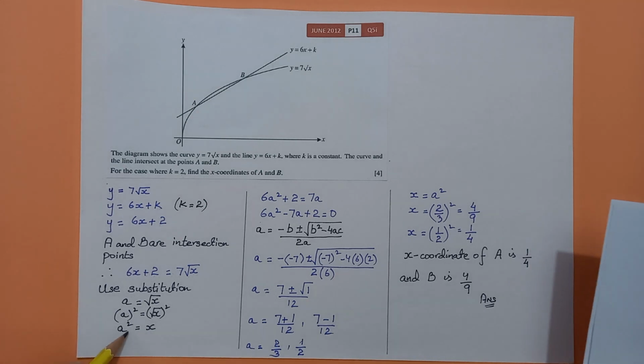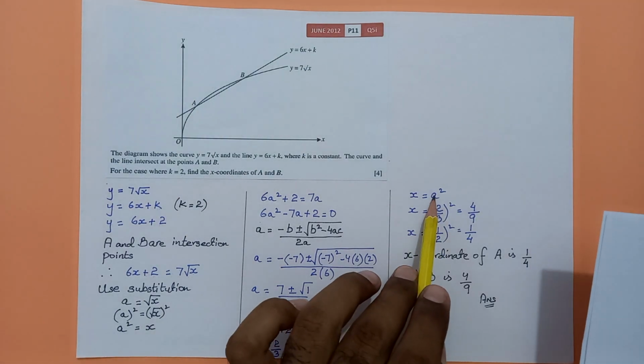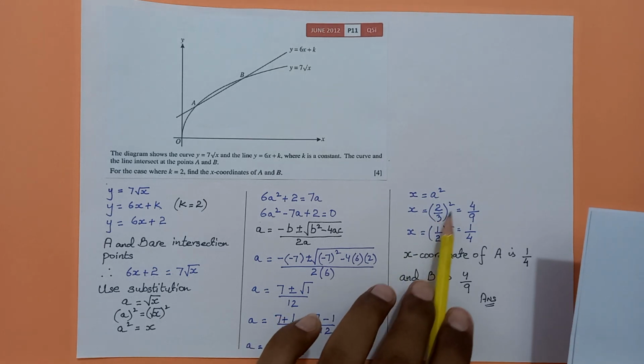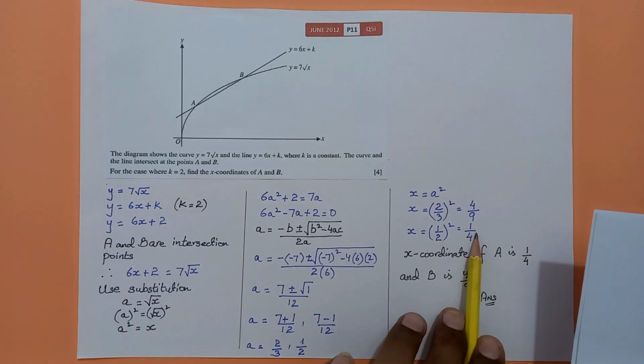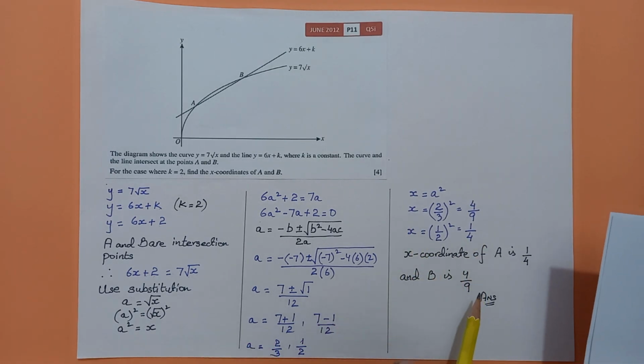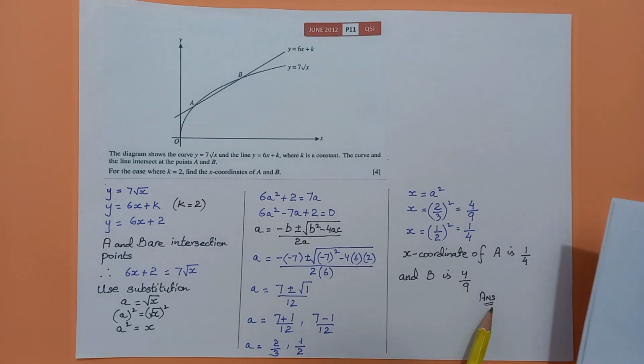So x is equal to a square, as I have written over here. So x equals a square. A is 2 upon 3, 1 upon 2 that we have found over here. After squaring, we have got the two values of x, which are basically the x coordinates of A and B.